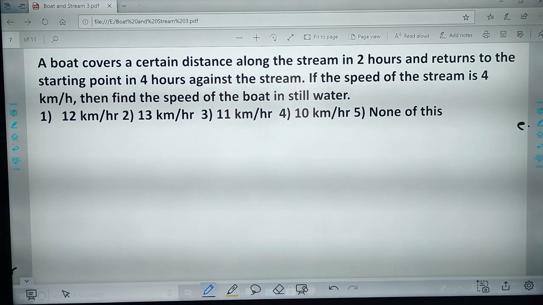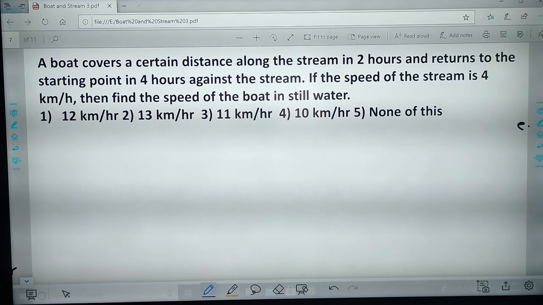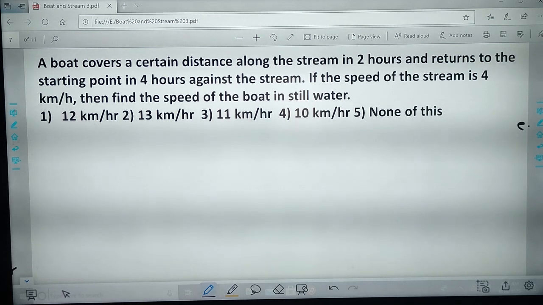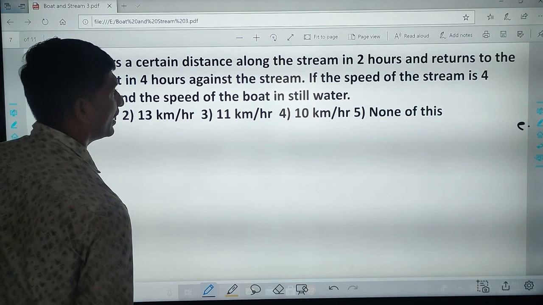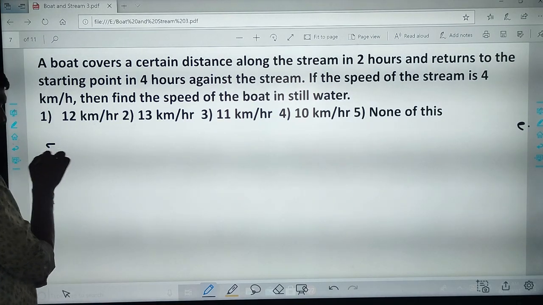A boat covers a certain distance along the stream in 2 hours and returns to starting point A in 4 hours against the stream. If the speed of the stream is 4 km per hour, then find the speed of the boat in still water. Here the speed of the stream is 4 km per hour.